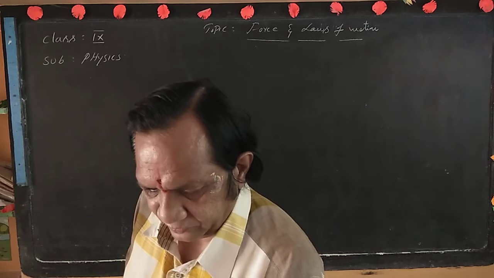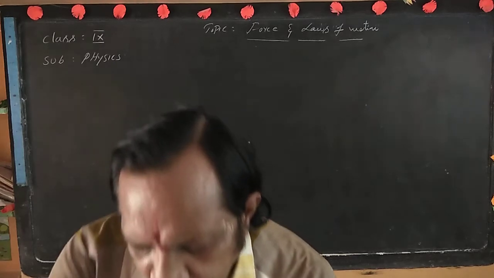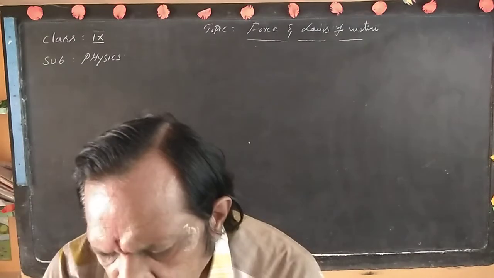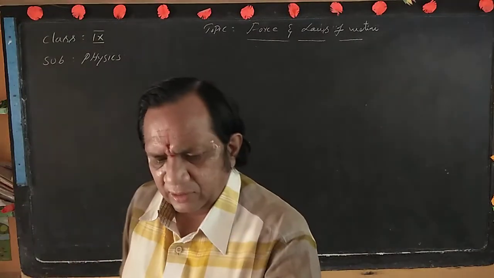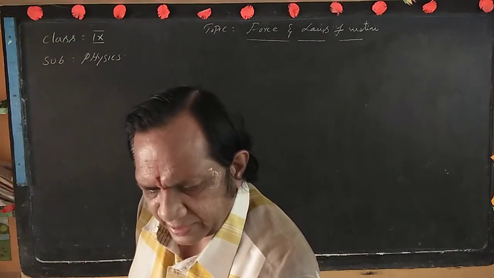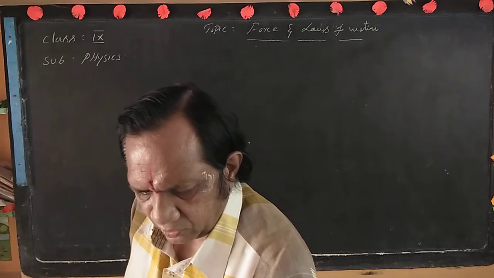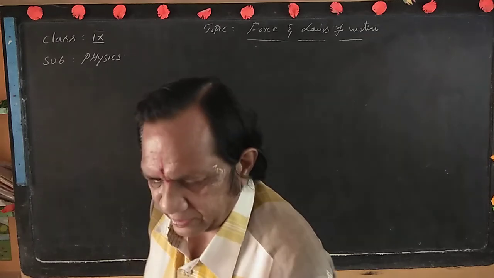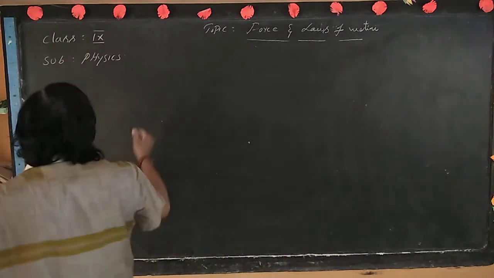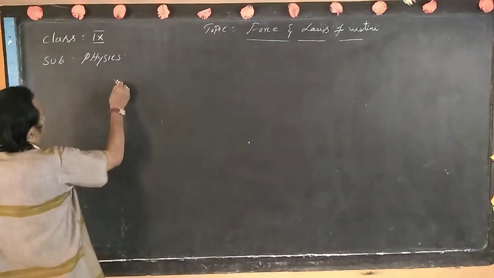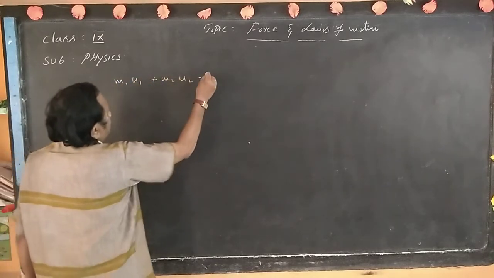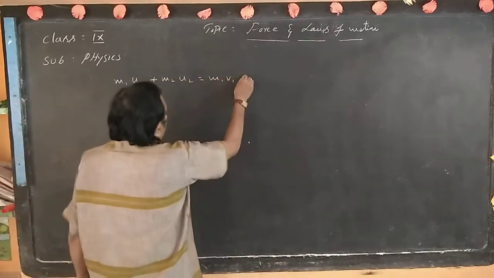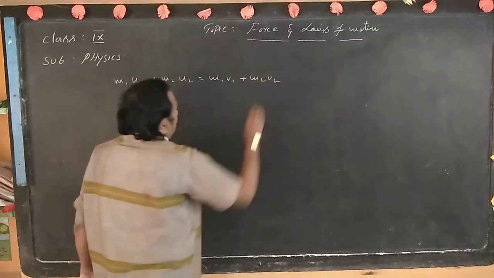That is the question. The application and substitution were all right, but a mistake was made in the calculation part. Now I have to rectify that defect. Once again we recall the formula: m1 u1 plus m2 u2 is equal to m1 v1 plus m2 v2.